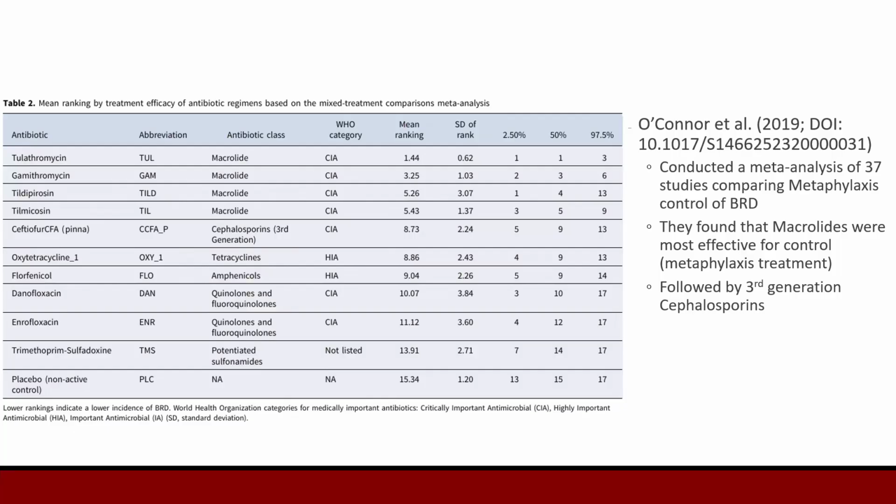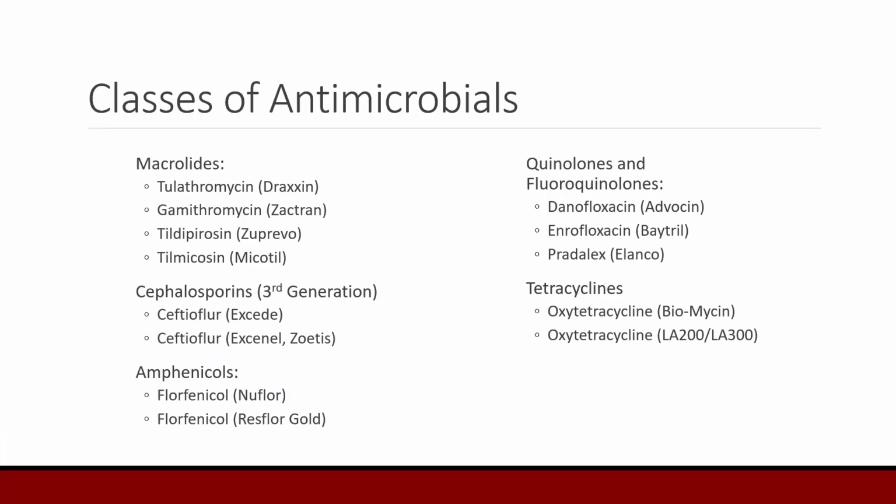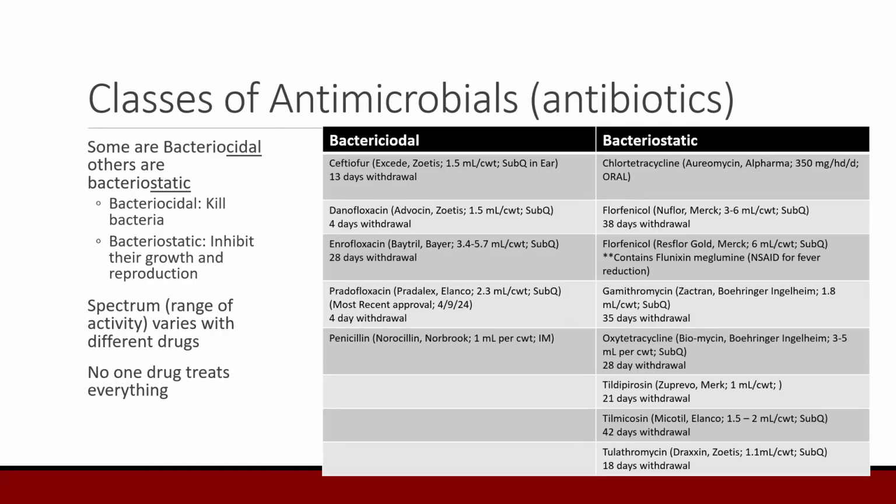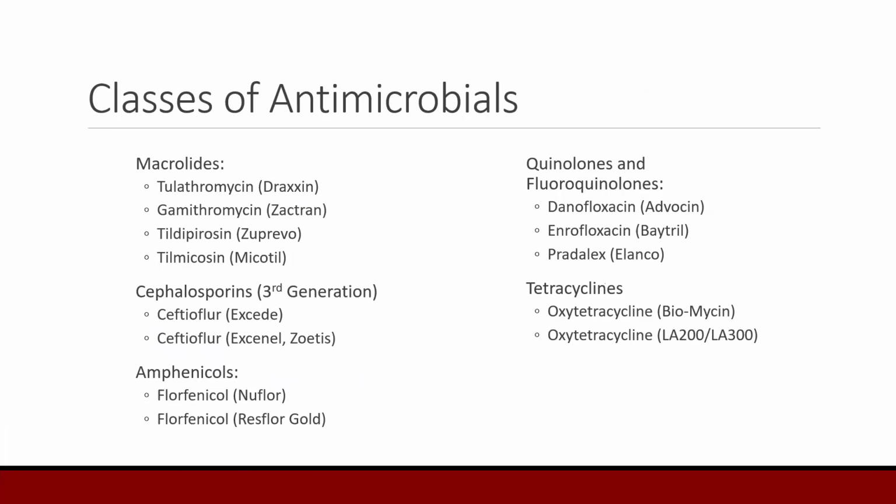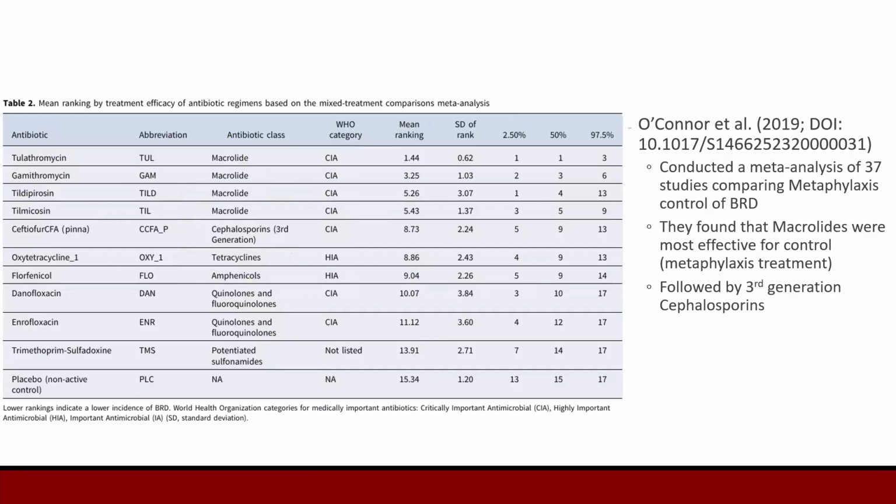This meta-analysis looked at 37 different studies, and they concluded that macrolides, so Draxxin and Micotil, are the most effective for metaphylaxis. After that, you have your third generation cephalosporins, which are, I think, Excede and Excenel. So if I ask you which class of antibiotic is most effective for metaphylaxis, say macrolides.